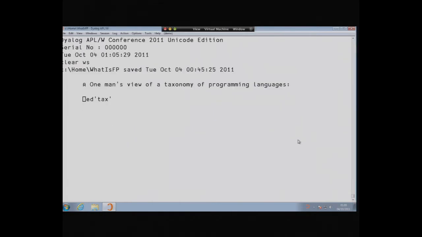Now I've got to do this. I'm going to switch my... Right. So that's a taxonomy.